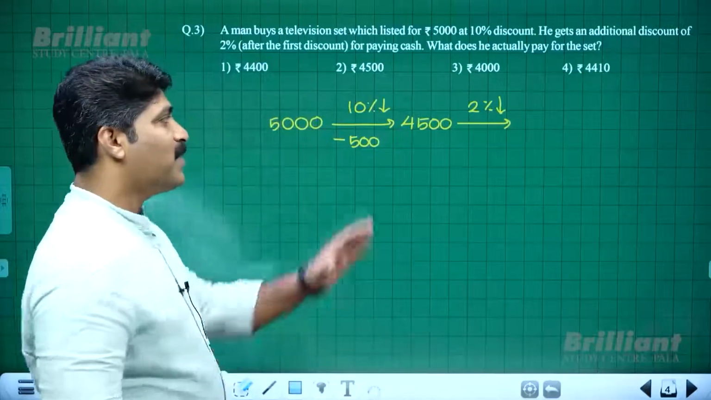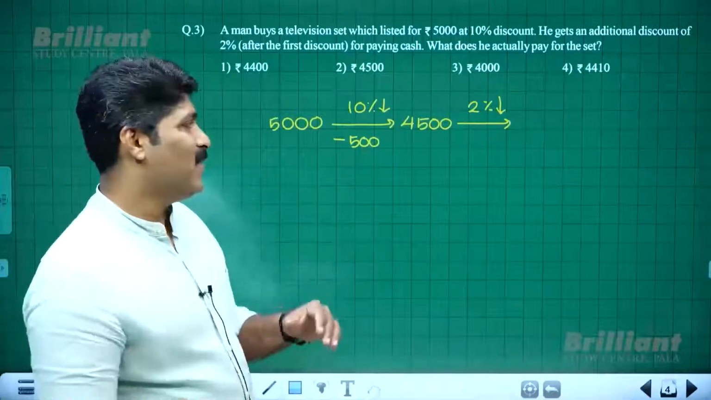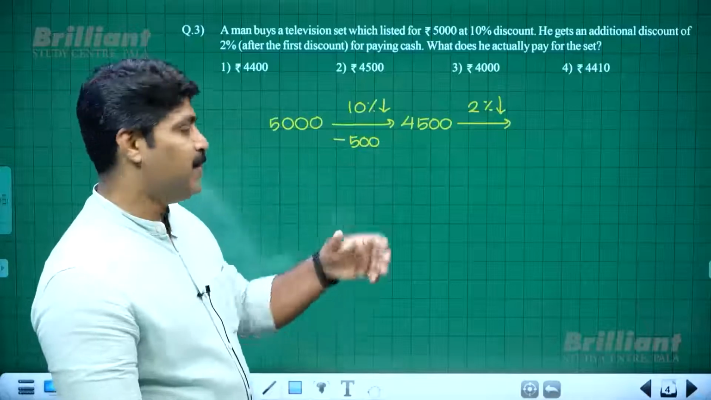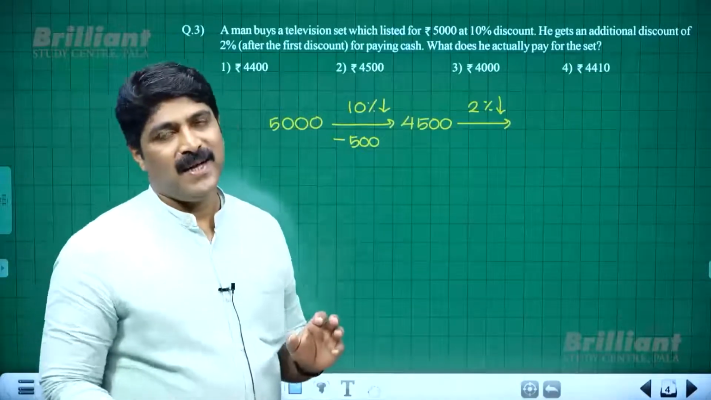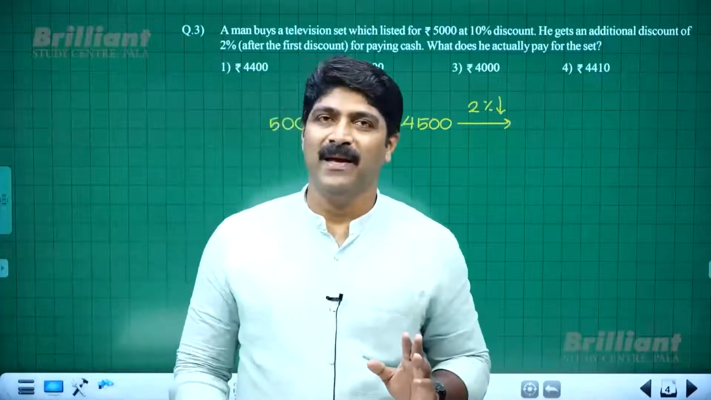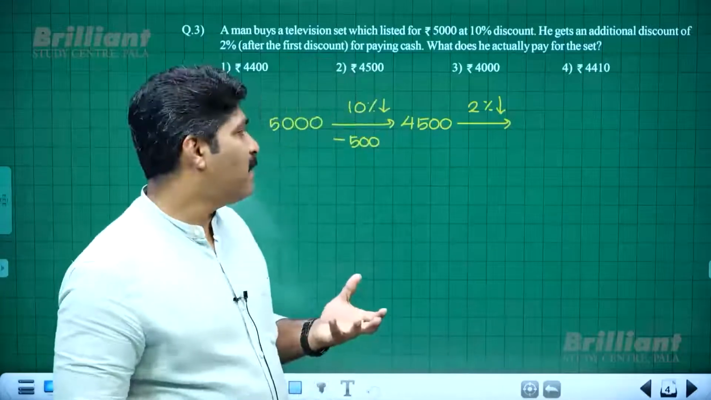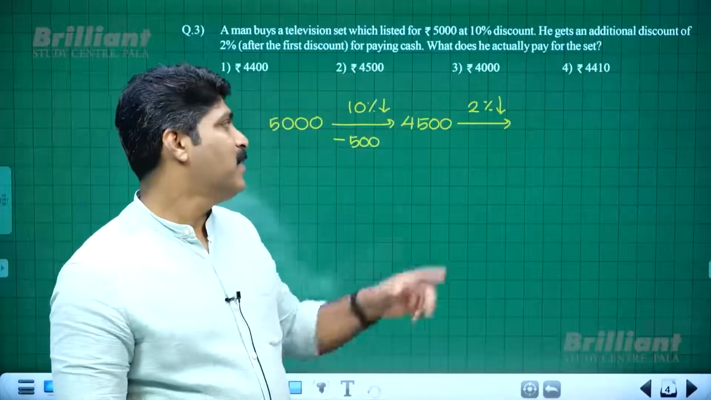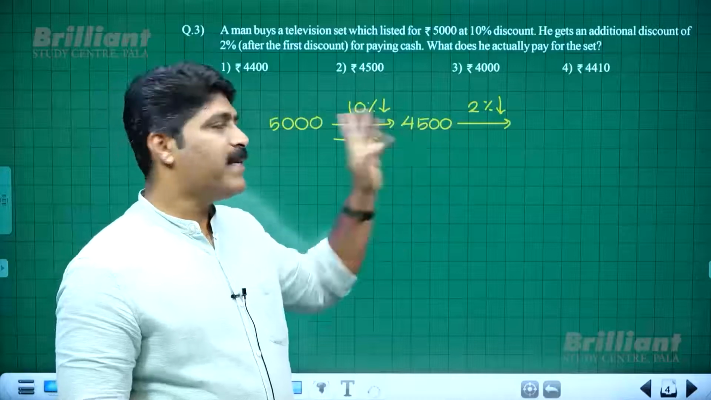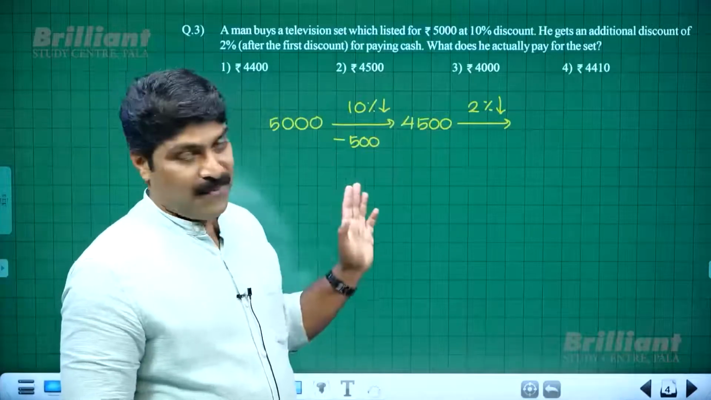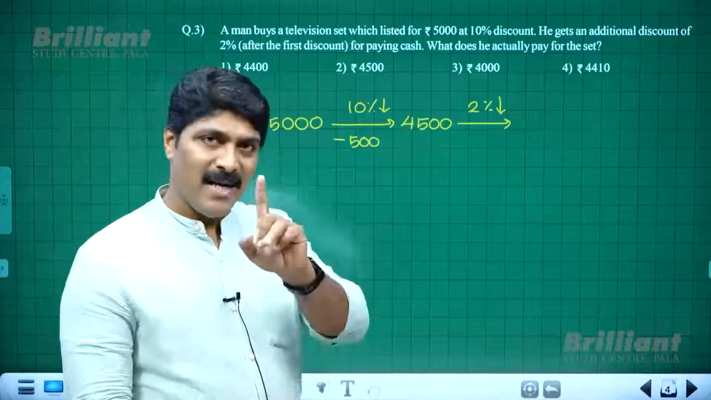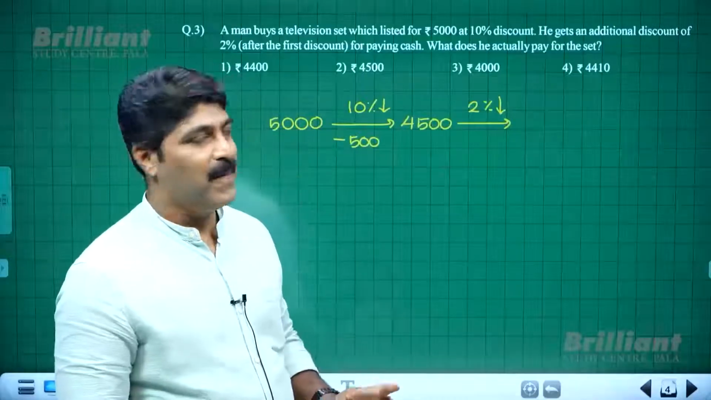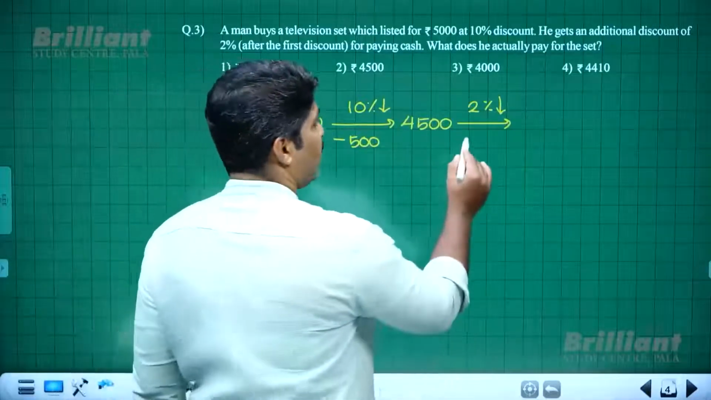Here the 2% discount is applicable on this value. So what is 2% of 4,500? That's a simple calculation. 1% of 4,500 is 45. It's easy to find 1% of any quantity. You just move the decimal point 2 places to the left. Therefore 1% of 4,500 is 45, and 2% is equal to 90.